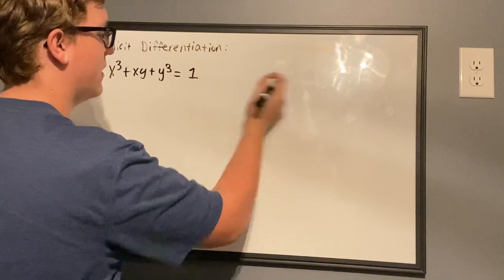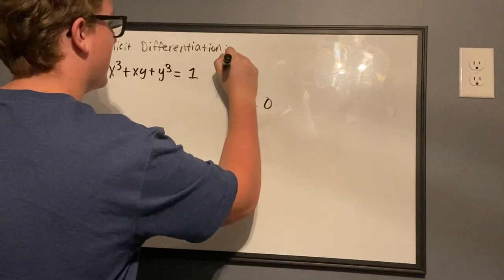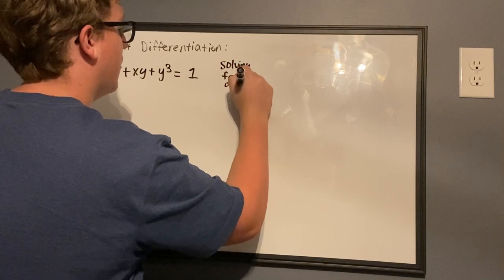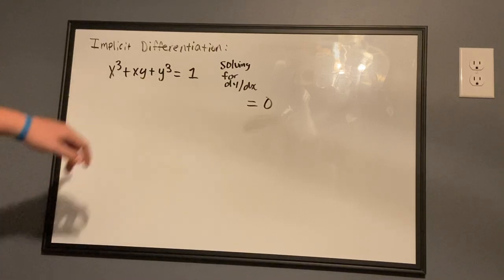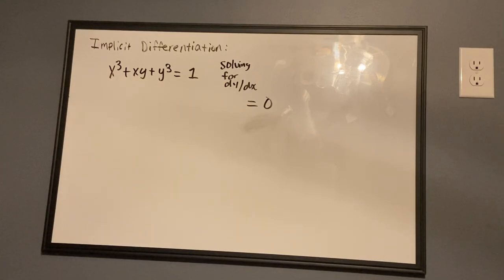So let me put that up here a little bit. It's going to be equal to 0. That's the derivative of 1. So now we have to take the derivative of this. So what we're solving for here is dy dx. The only time we're going to need dy dx is when we're taking the derivative of these y terms. So when we're doing just normal x's, we're going to do those just as we've done this whole time. We're going to do them just as x terms.